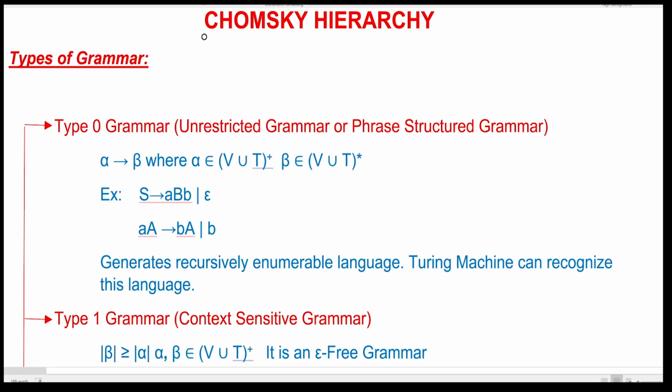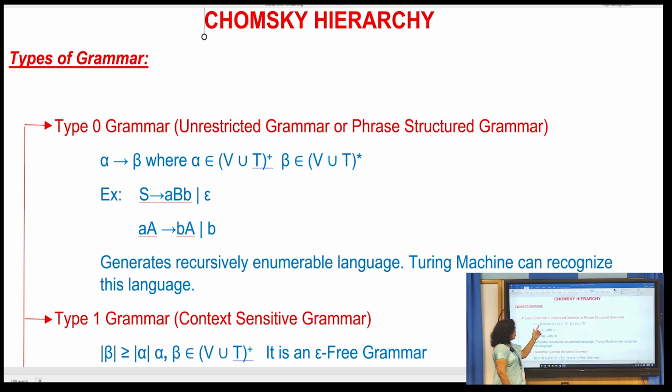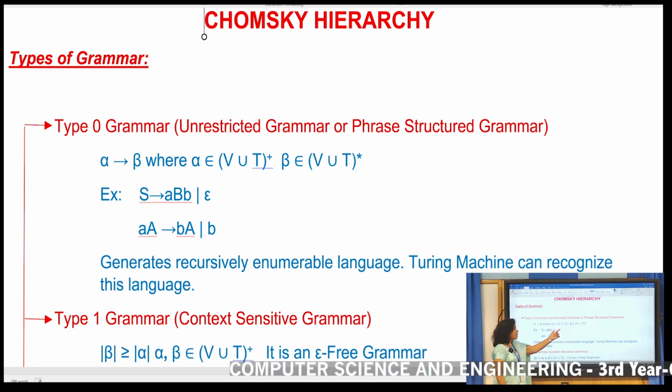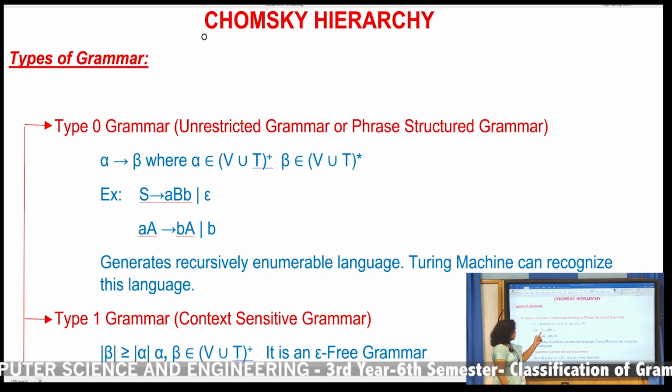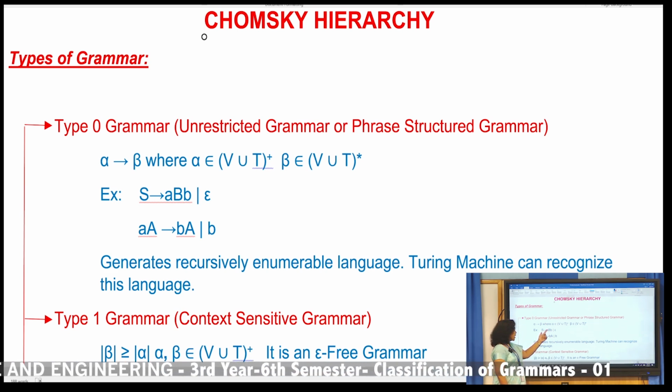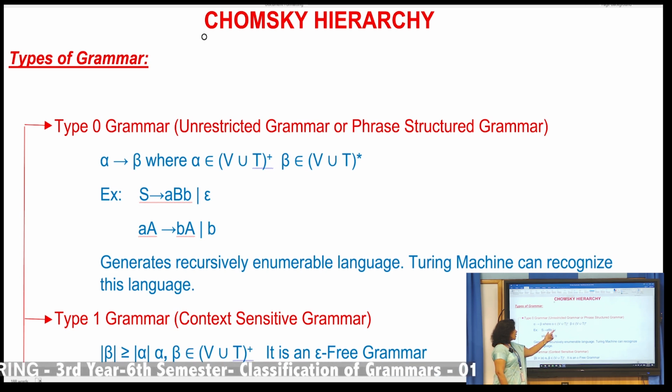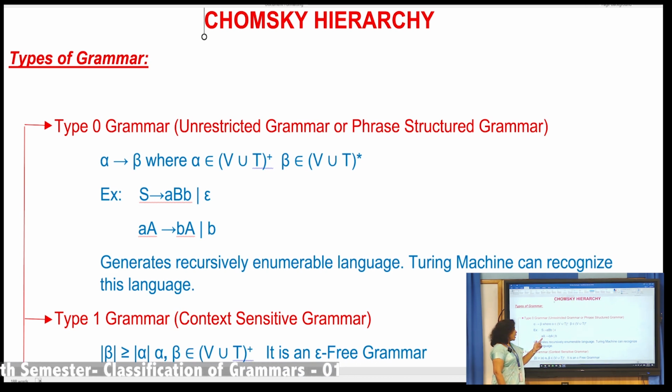It's also called as unrestricted grammar or phrase structured grammar. The productions will be of the form alpha produces beta, where alpha belongs to (V union T)+ and beta belongs to (V union T)*. For example, S produces aBb or epsilon. aA produces bA or b.